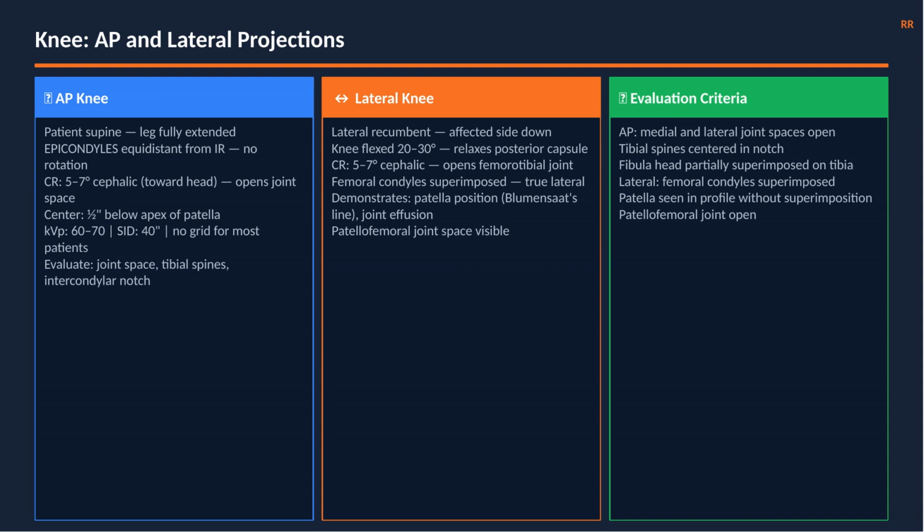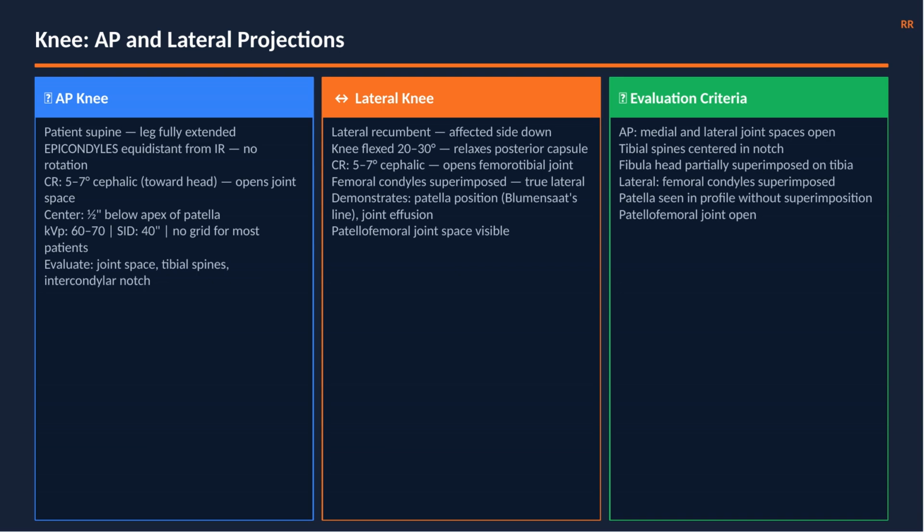Lateral knee, lateral recumbent, affected side down. Knee flexed 20 to 30 degrees. The slight flexion relaxes the posterior capsule and opens the patellofemoral joint space. CR, 5 to 7 degrees cephalic, opens the femorotibial joint.